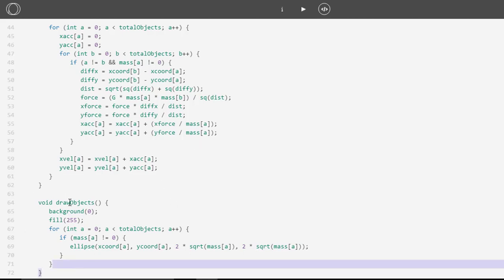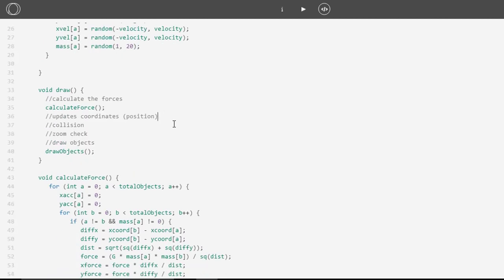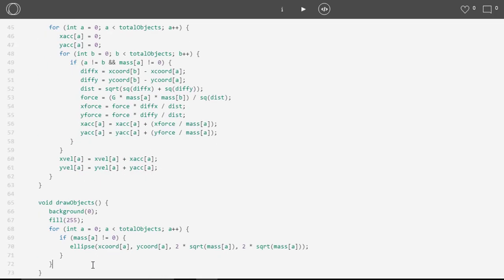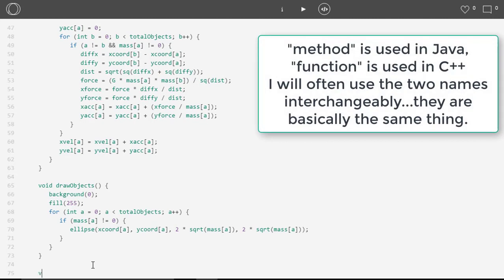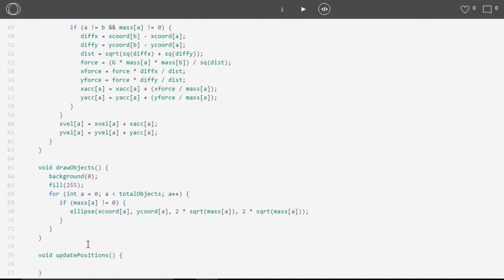All right, so now that we've drawn the objects, we need to actually update the position of all these objects. So up here, update positions. I'm going to create a method, update positions, that I'm going to call here, and then create it down here just below draw objects. I'm not returning anything, so void. Make sure you spell it exactly the same way.